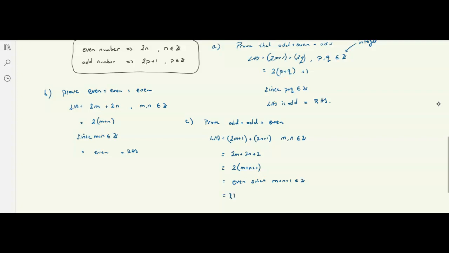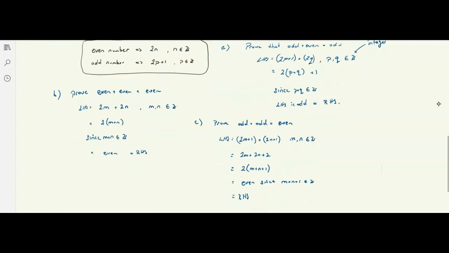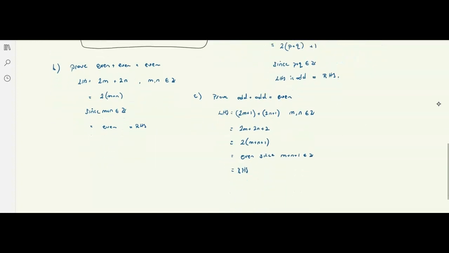And that's my right-hand side, an even number, which is what I was trying to prove. It was equal to my right-hand side, which is even. Okay, so they're fairly typical. You'll see some of those in the exercise.